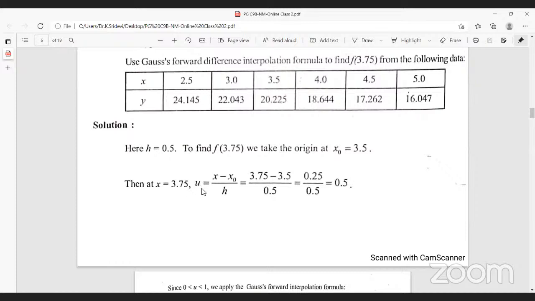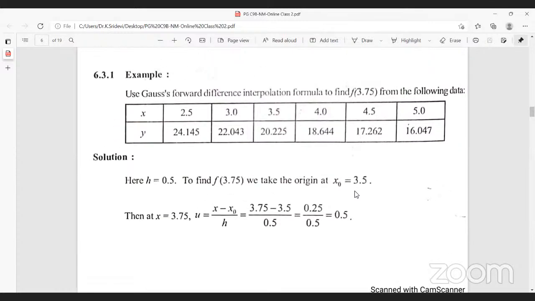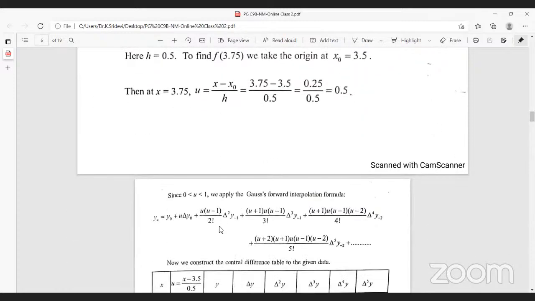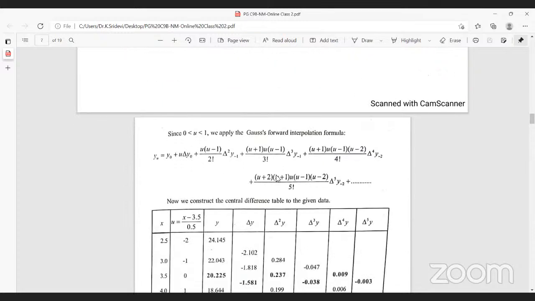Then we can find the u value. So what is u from the formula? u = (x minus x naught) by h. x is 3.75 minus x naught 3.5, by h 0.5. That is 0.25 by 0.5, which is 0.5. So observe here, the u value is 0.5. It lies between 0 and 1. So if it lies between 0 and 1, definitely we can use the Gauss forward difference interpolation formula. So now we are going to use this formula, which we have derived just now.